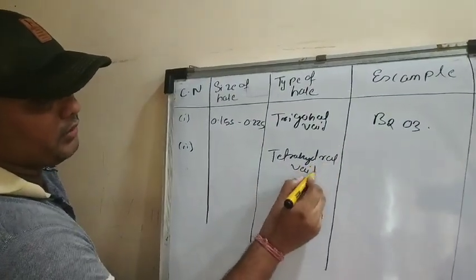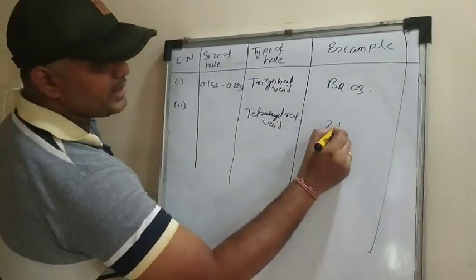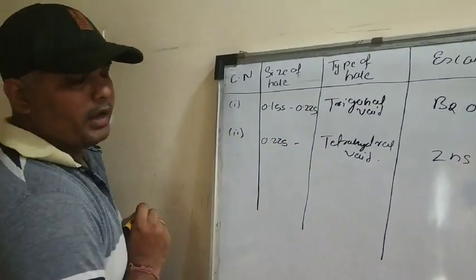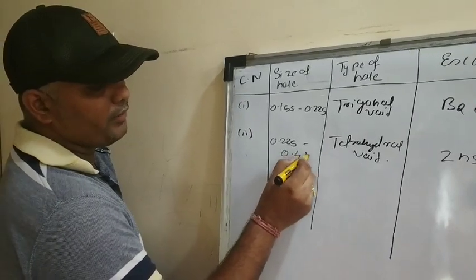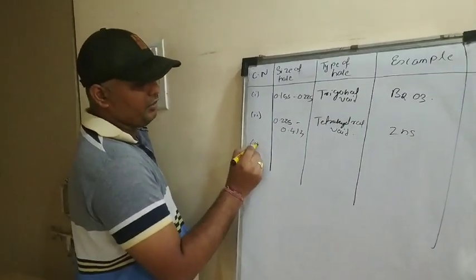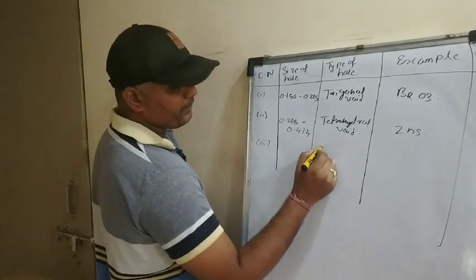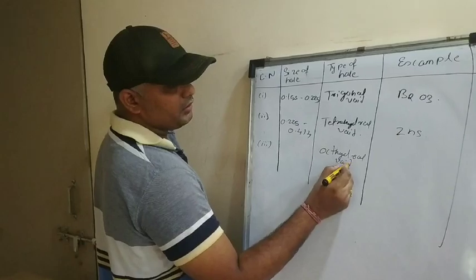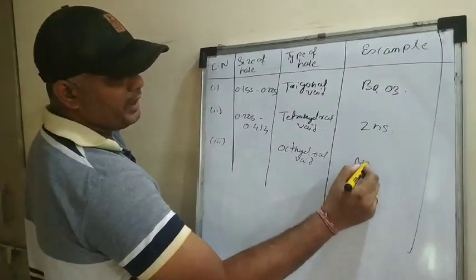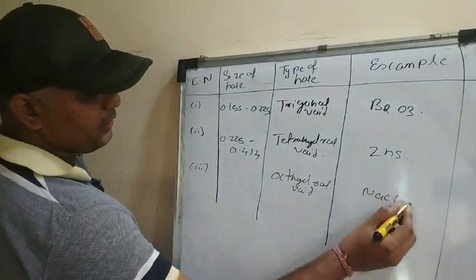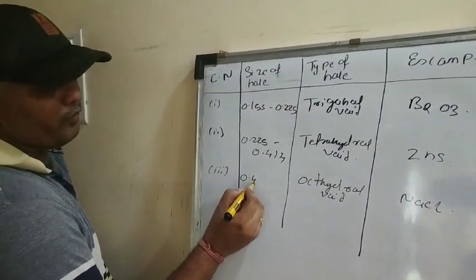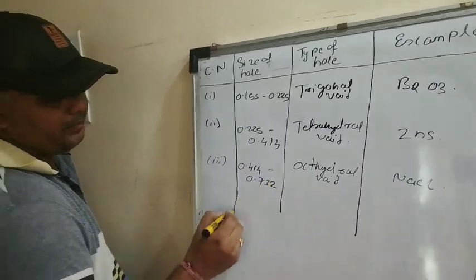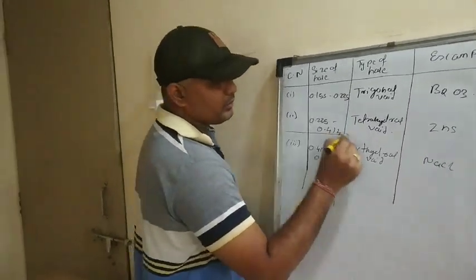Tetrahedral void. The example here will be ZnS. It ranges from 0.225 and goes till 0.414, right? Then the third one will be octahedral void. In case of octahedral void, the example will be NaCl and it ranges from 0.414 to 0.732, right?